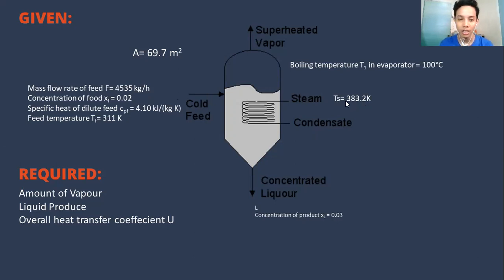383.2 Kelvin. Also right here, as you can see, the boiling temperature inside the evaporator is 100 degrees Celsius, and the evaporator has an area of 69.7 square meters. What is required in the problem is the amount of vapor that is emitted and the amount of concentrated liquid produced. It was also stated that the concentration of the product is 0.03 or 3%. So we need to find the amount of vapor, liquid produced, and lastly, the overall heat transfer coefficient U.